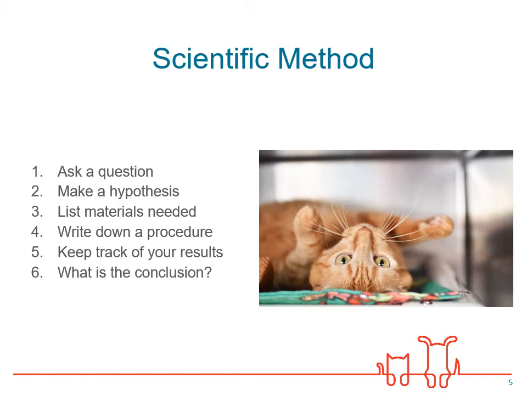First, all experiments start with a question. What are we trying to learn? Then we need to make an educated guess or hypothesis based on the information we know. For instance, what do you know about your pet? What would be your hypothesis for this experiment? Next, we need to make a plan. What materials or supplies do we need for our experiment to be a success? Don't forget, lots of treats to reward your science partner.